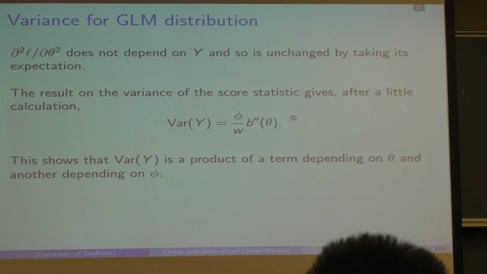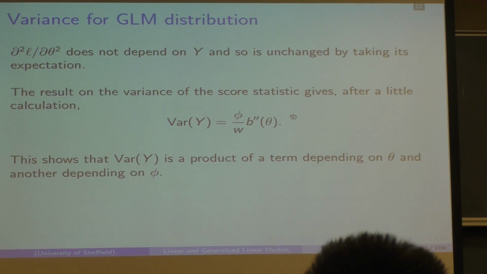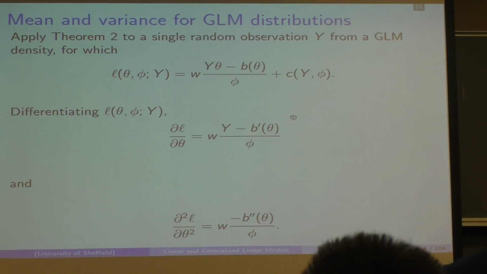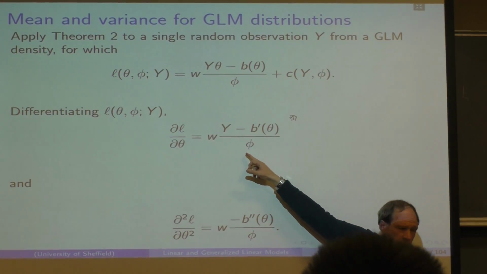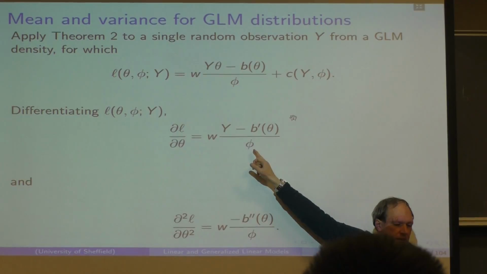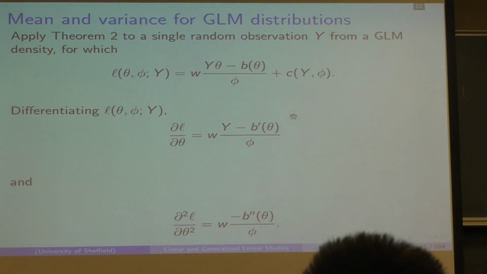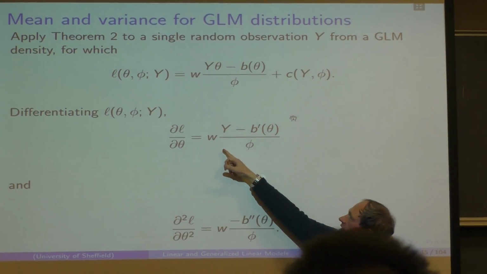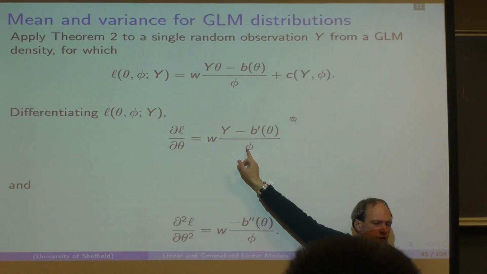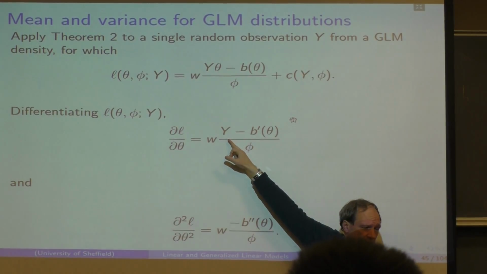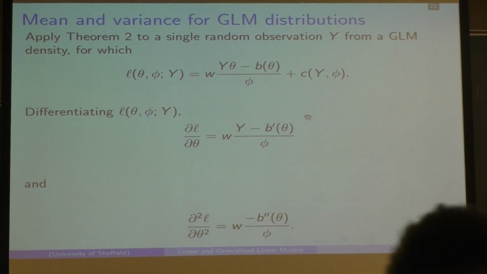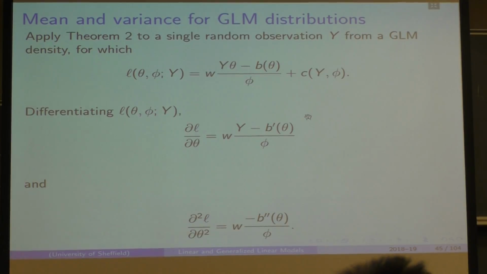Now the score statistic is a linear function of y. Just to remind you again what the score statistic actually was in this case: it is the derivative of the log likelihood, so it's w times (y minus b prime of theta) divided by phi. So the variance of the score statistic is going to be w squared over phi squared times the variance of y, just by the standard properties of the variance when you apply linear transformations to a random variable.